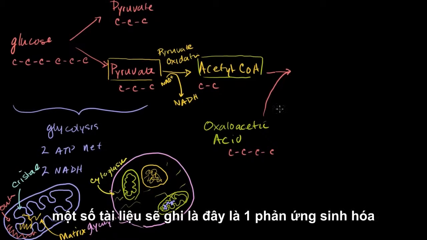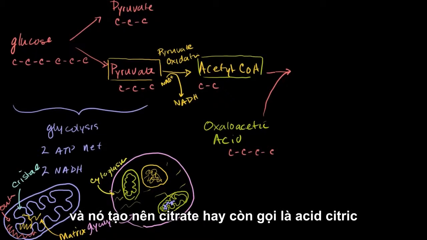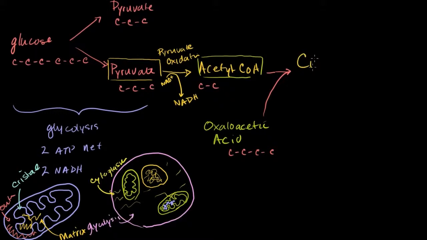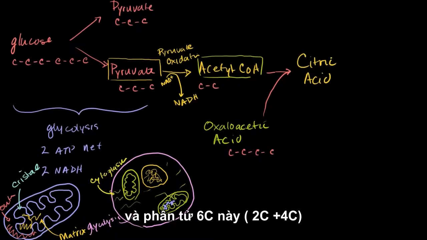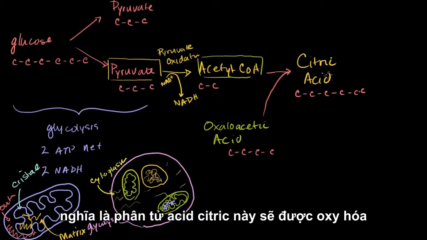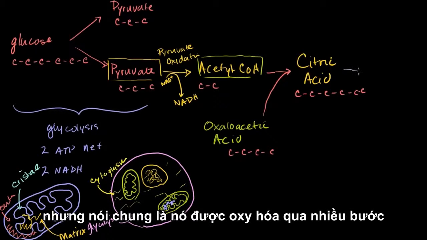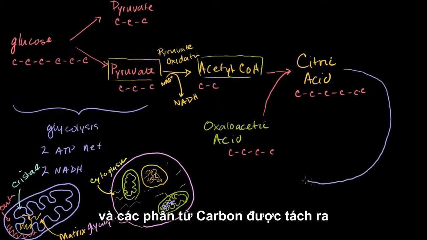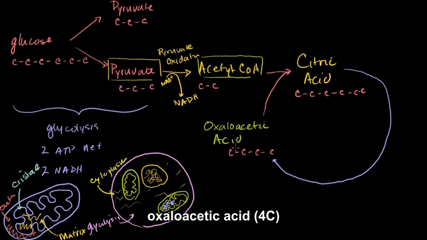It's important, some tests will say, is this an enzyme catalyzed reaction? Yes, everything in the Kreb cycle is an enzyme catalyzed reaction, and they form citrate or citric acid. Citric acid, which is the same stuff in your lemonade or your orange juice. And this is a 6-carbon molecule. Which makes sense. You have a 2-carbon and a 4-carbon. You get a 6-carbon molecule. And then the citric acid is then oxidized over a bunch of steps. And this is a huge simplification here, but it's just oxidized over a bunch of steps. Again, the carbons are cleaved off. Both 2 carbons are cleaved off of it to get back to oxaloacetic acid.